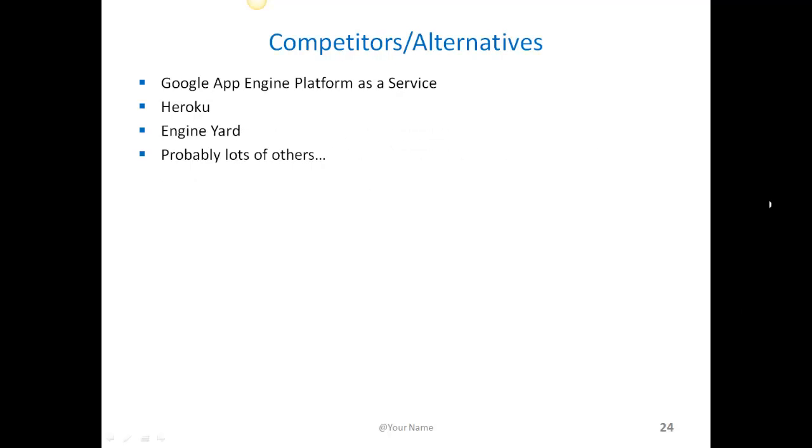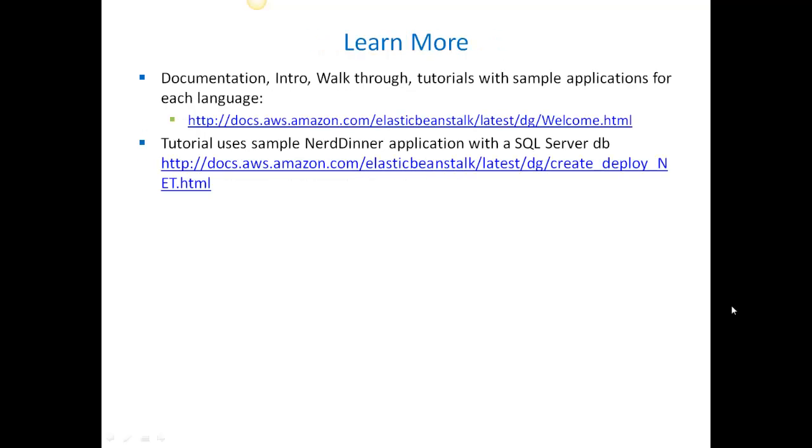Competitors and alternatives. Google App Engine, platform as a service, would be another option people might end up using, Heroku or Engine Yard. So those are who they're competing with. If you'd like to learn more, there's a lot of documentation, an intro, walkthrough, and tutorials with sample applications for every language up on the site. The .NET tutorial uses the Nerd Dinner application, and I actually ran into some problems getting it running. So you're also welcome to use the instructions in my final project.